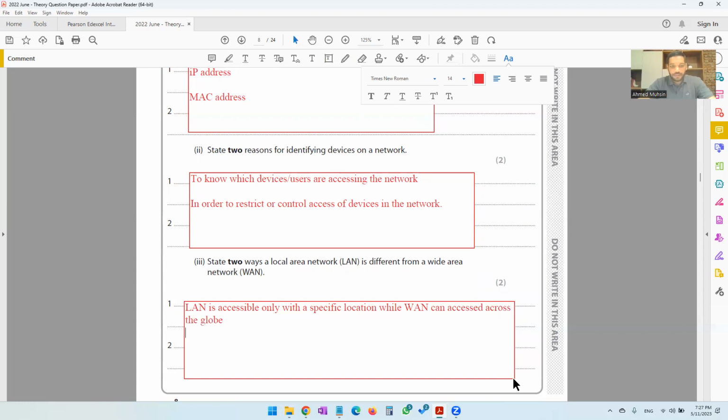Next, if you go on to the next point, you can talk about the number of devices. You can say WAN, a wide area network, can accommodate a much larger number of devices than a LAN can. This is another difference between the two.